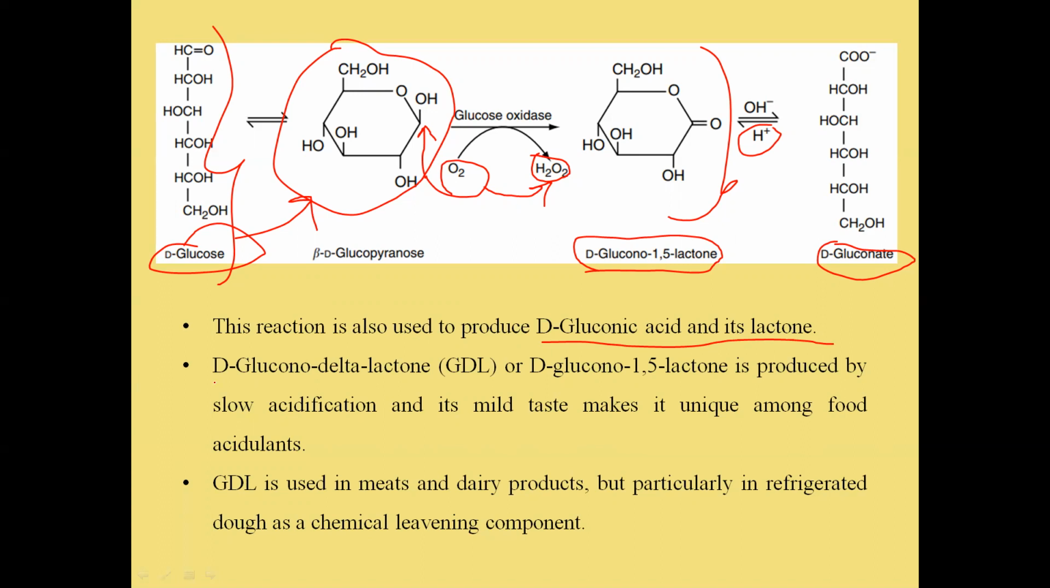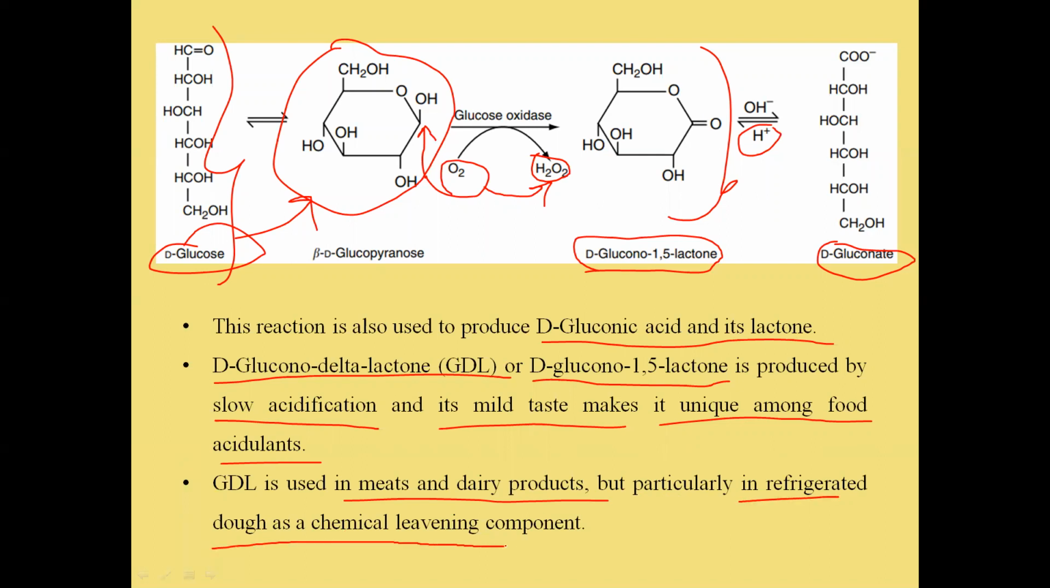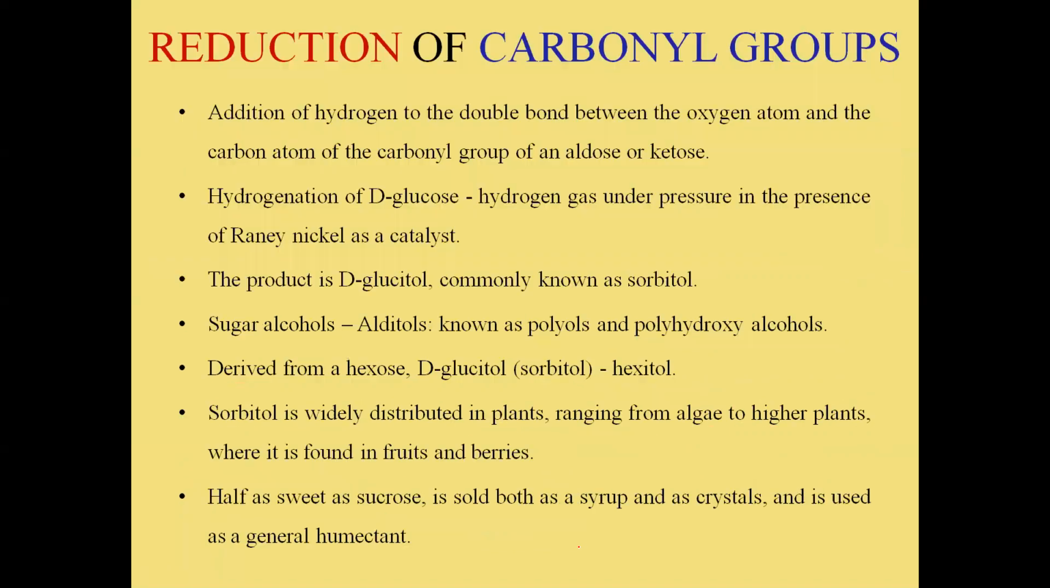The lactone, that is the D-glucono delta lactone or GDL, otherwise called D-glucono 1,5 lactone, is produced by slow acidification, and its mild taste makes it unique among food acidulants. The GDL is used in meat and dairy products as an acidulant, but particularly in refrigerated dough as a chemical leavening compound. Moving on to the next, is the reduction of carbonyl groups.